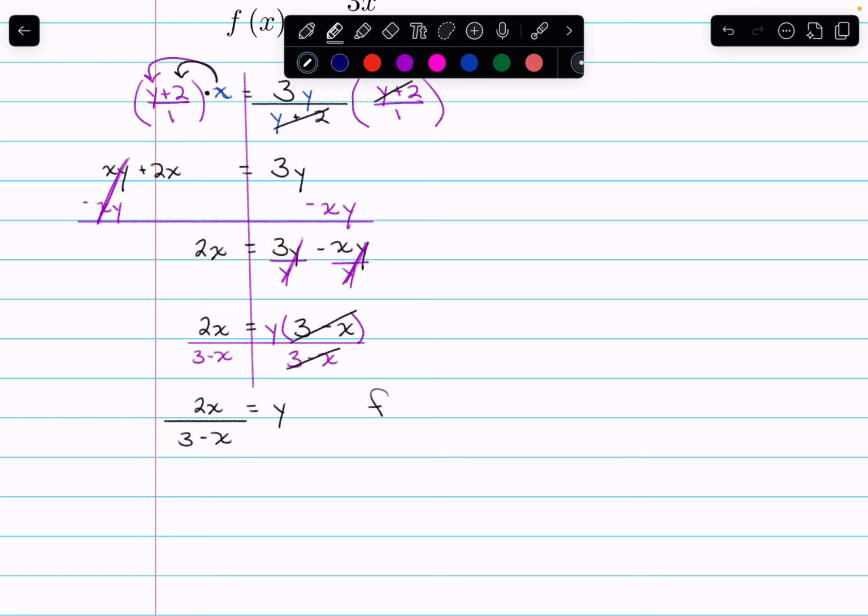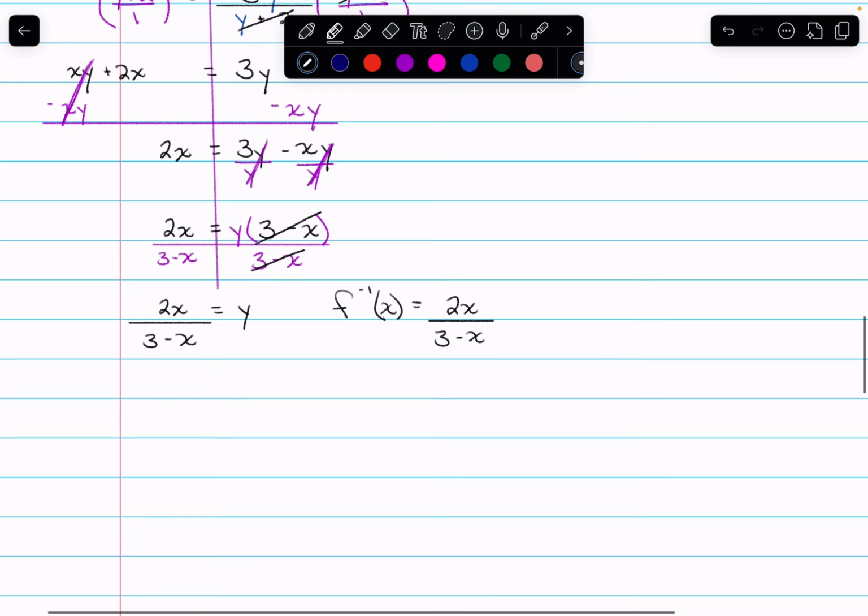For my final answer, I'm going to have f inverse of x equals 2x over 3 minus x. For the domain, again, I have a variable in the denominator, so we need to account for that with our domain. So I'm going to write 3 minus x equals 0. Because we can be positive, we can be negative, we cannot have a 0 in the denominator or our function goes undefined.